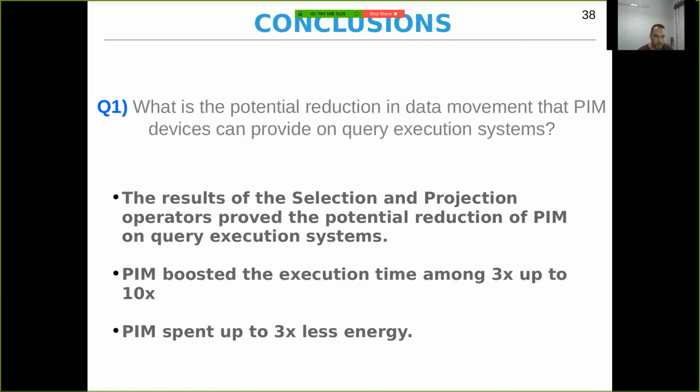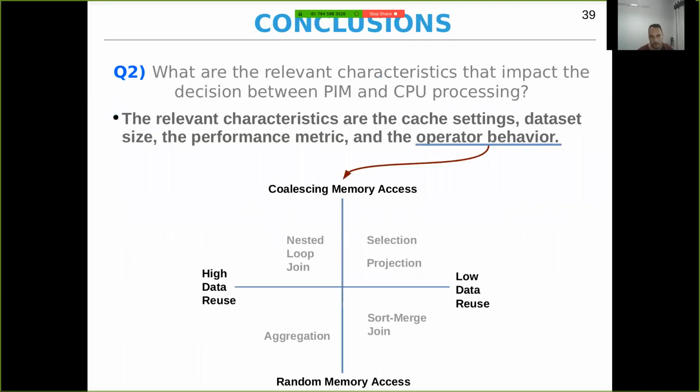Another point is that we identified some relevant characteristics that determine the decision between processing memory or processing on the CPU. The characteristics are the cache settings, the data set size, the performance metric, and the operator behavior in terms of memory access and data use.